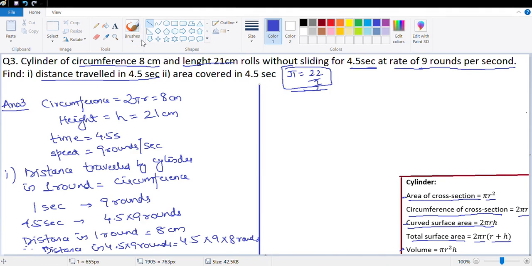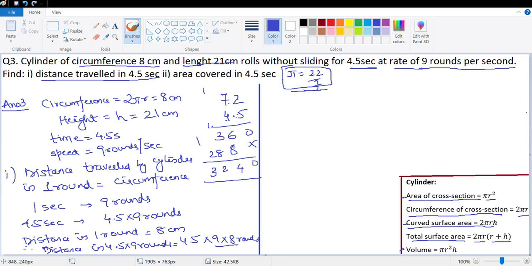So 9 into 8 is 72. So let's do 72 into 4.5. 5 into 2, 10. 5 into 7, 35 plus 1, 36. Then 4 into 2, 8. 4 into 7, 28. So 0, 8 plus 6, 14. 9 plus 3, 12. That's 3. 3240, 1 decimal, which means the distance is equal to 324 centimeter. Yeah, that's the correct answer, 324 centimeter.